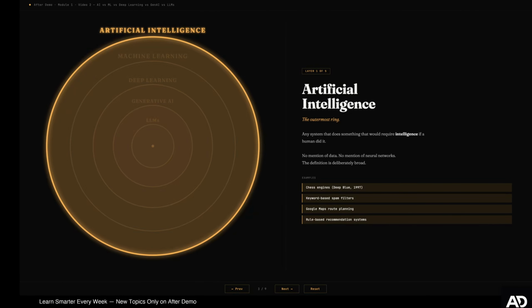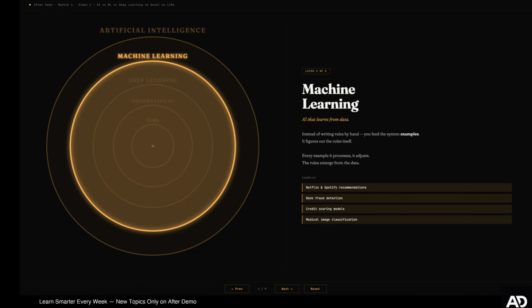The word AI is almost too broad to be useful on its own. When someone says we are using AI, all they've told you is that a computer is doing something intelligent. You need to ask what kind. Machine learning is a specific way to build an AI.